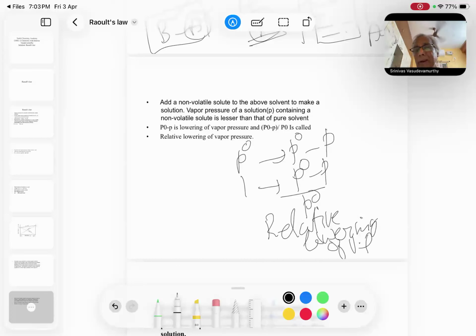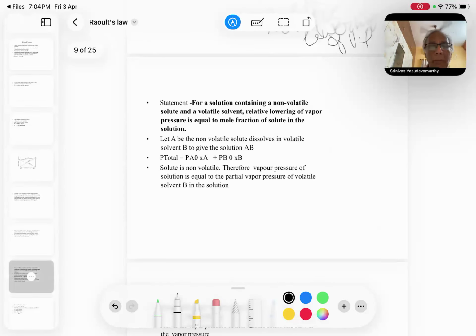That's what we are taking. So for a solution containing a non-volatile solute, we have seen the pure solvent vapor pressure is P naught. The solution containing the non-volatile solute has vapor pressure P. P naught minus P is the lowering of vapor pressure. P naught minus P by P naught is called the relative lowering of vapor pressure.